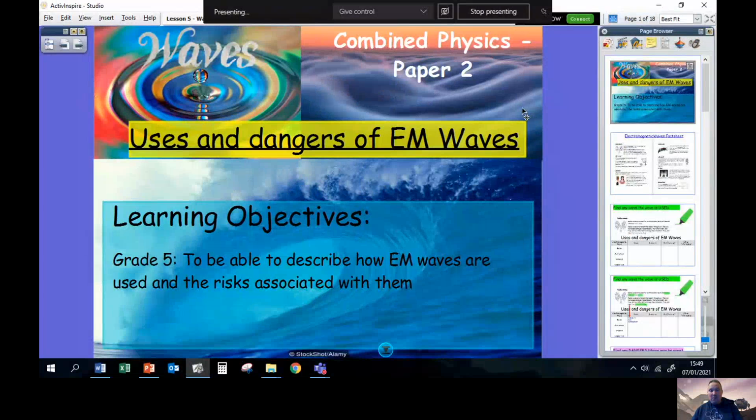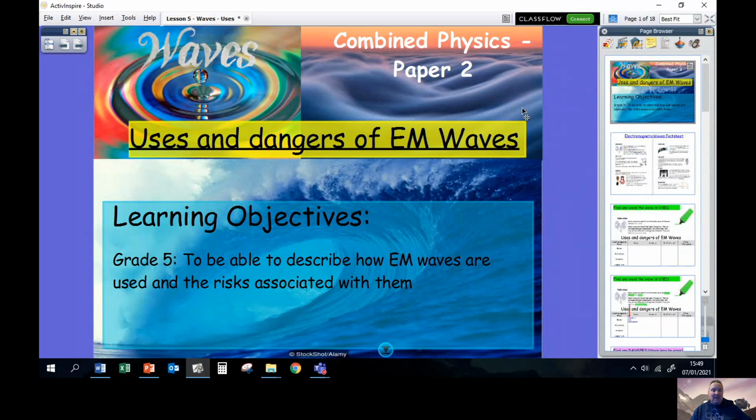Okay, so let me get on with sharing my screen, and I shall get our lesson ready to go. Here we go. So today we're going to be looking at the different electromagnetic waves, and how we use them. We've developed loads and loads of bits of technology and kit which use all these different electromagnetic waves.